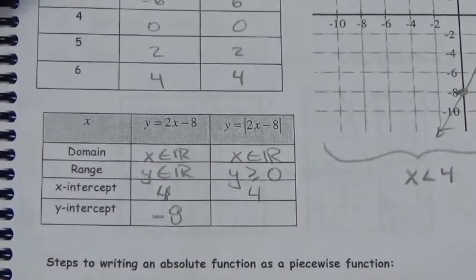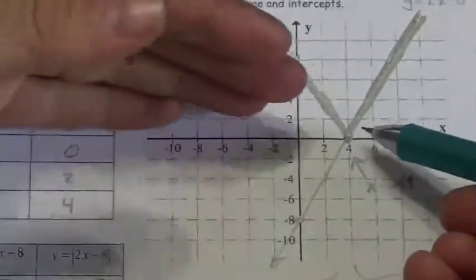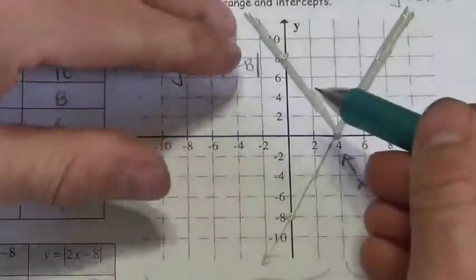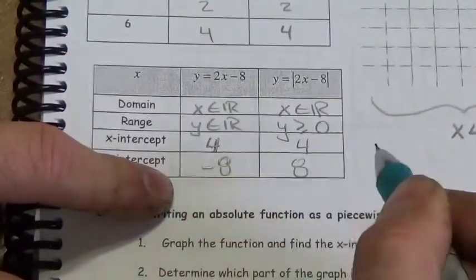But notice what it does to the y-intercept. The y-intercept used to be negative 8, but now the absolute value keeps that function from going into quadrants 3 and 4. It bounces it back up. So that y-coordinate that was negative became positive.